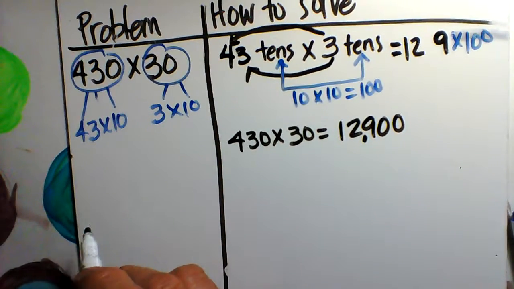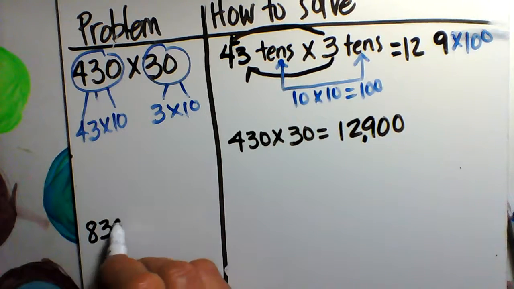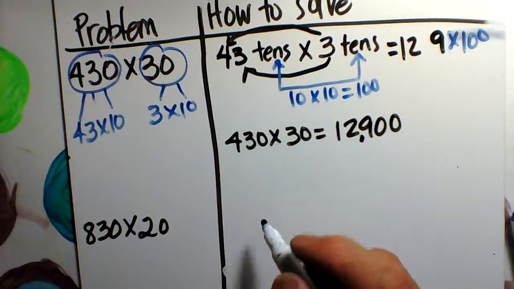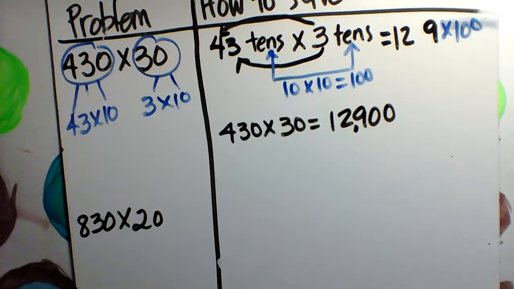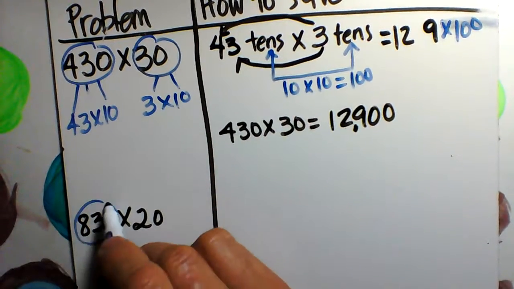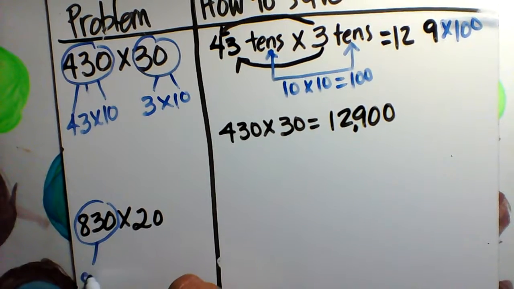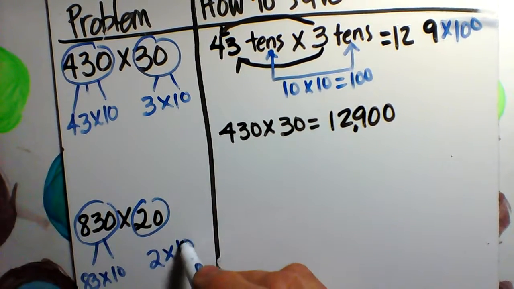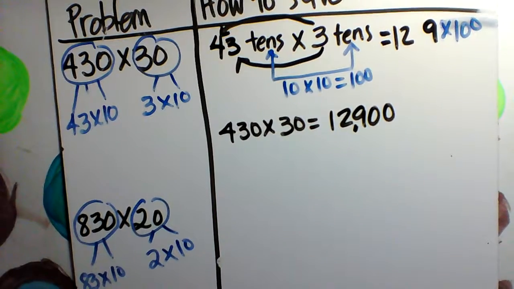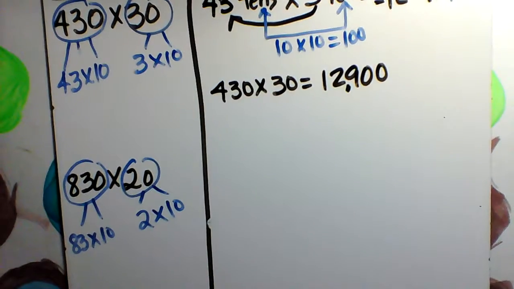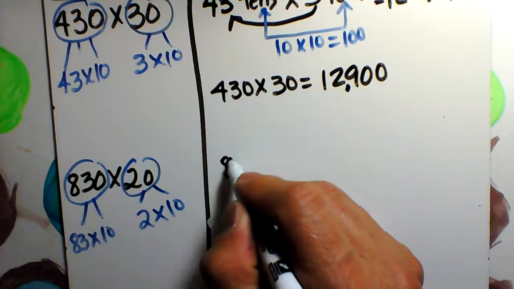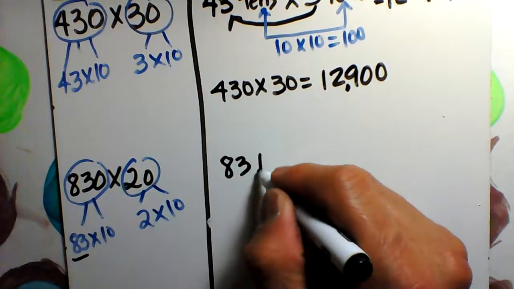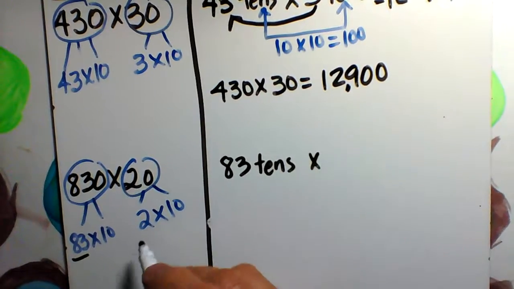Okay, let's get into another problem. What if our number is 830 times 20? Well, we will follow the same procedure. We will decompose this number into 83 times 10. And the 20 will also be 2 times 10. Those are the two numbers that make it. Now again, that makes it easier for us to write it in this manner. So we have 83 tenths times 2 tenths.